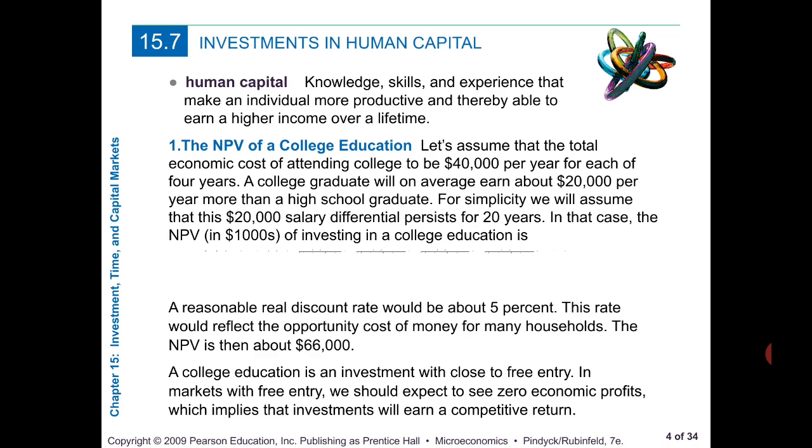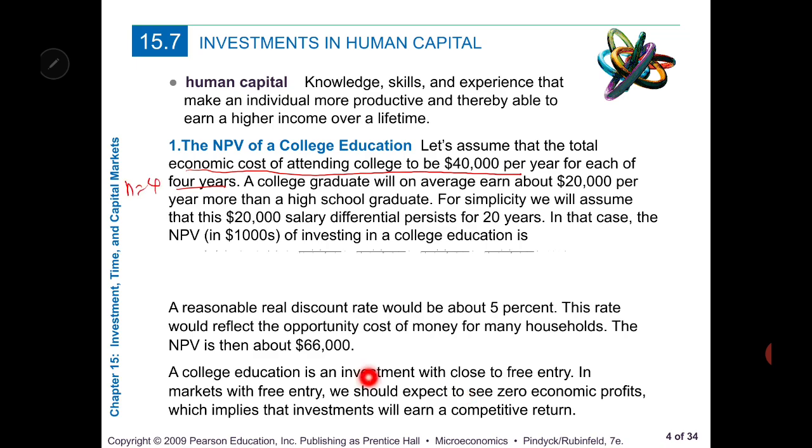Okay, 15.7 looks at the same decision, but on a very intangible product, knowledge. How do you value your investment in knowledge or experience or skills? For instance, what is the value of taking an MBA after you graduate? Okay, so the example here is that the economic cost of attending college is 40K for each year for 4 years. So N is 4.